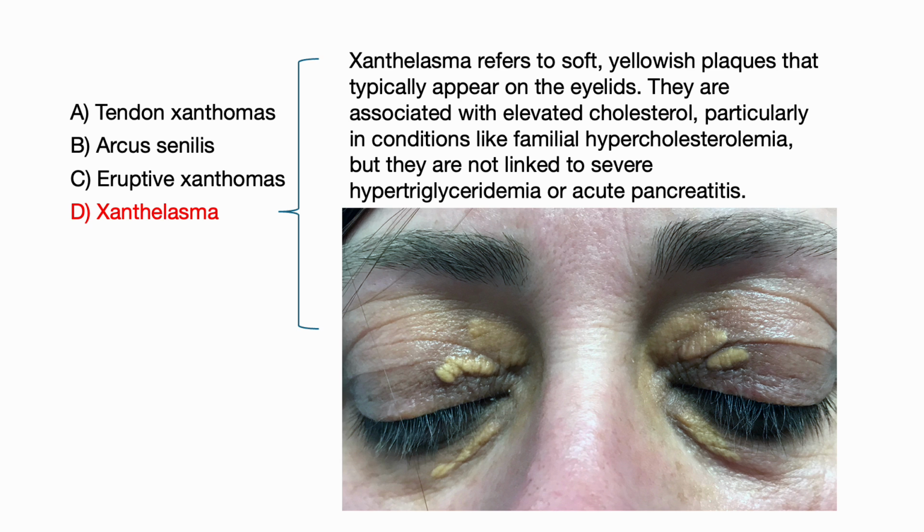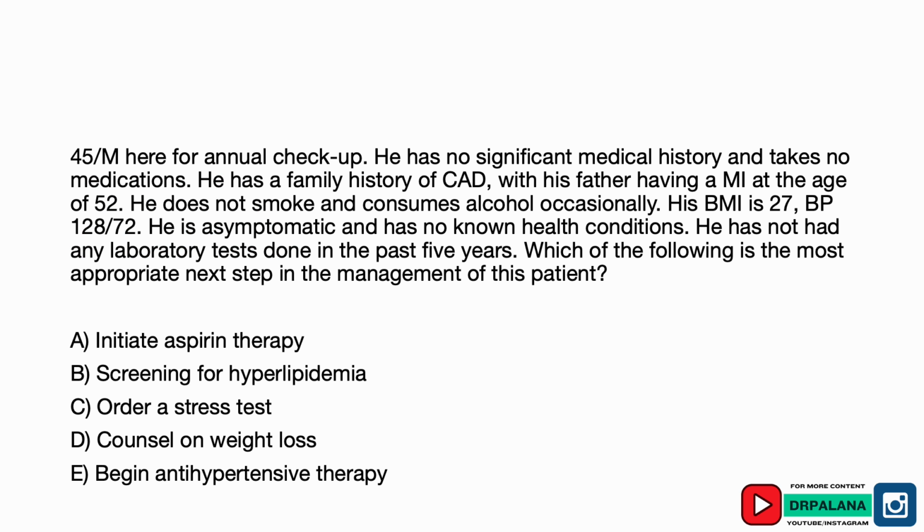A 45-year-old man comes to see you for an annual checkup. He has no significant medical history and takes no medications. He has a family history of CAD, with his father having an MI at the age of 52. He does not smoke and consumes alcohol occasionally. His BMI is 27, blood pressure 128/72.